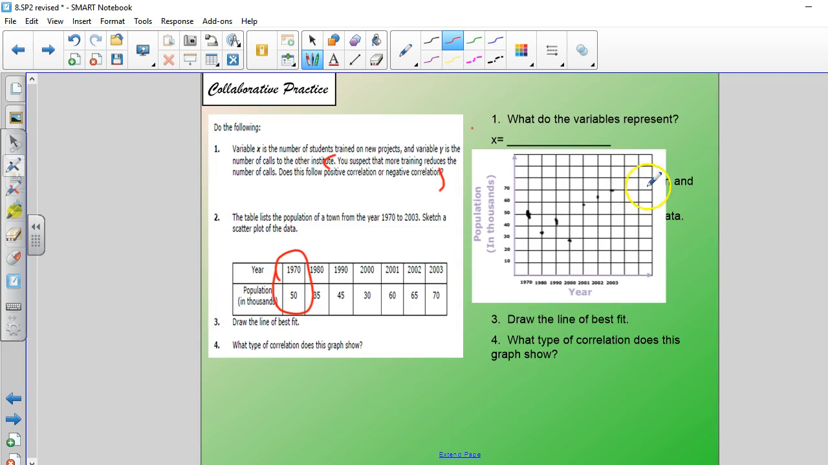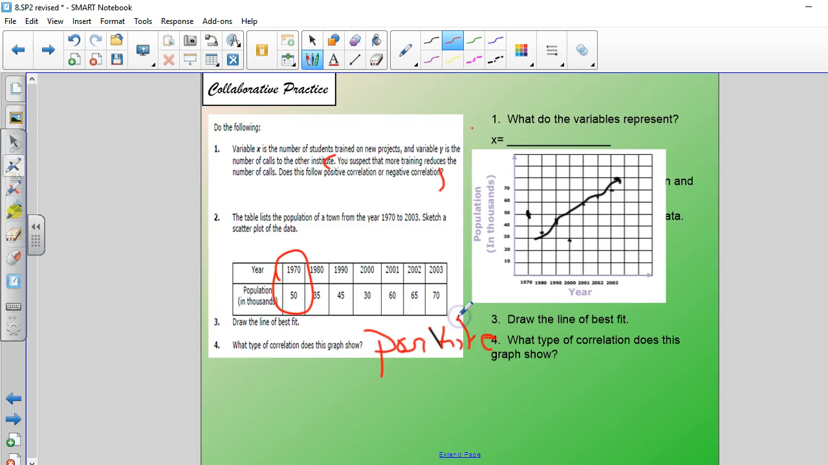Do we see a trend in the data? Yes. It looks like most of the points will fit on a line. And my line's not exactly straight. You would want to use a straight edge. But it looks like we have a positive trend. So you can see that I've informally drawn the line of best fit for number 3, and the type of correlation that the graph shows is positive.